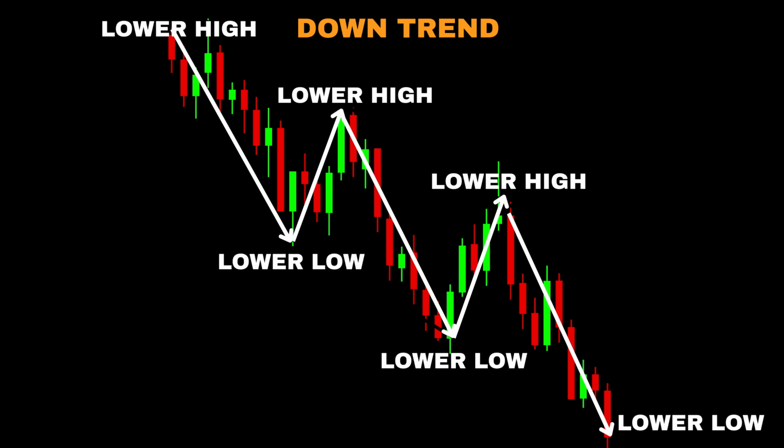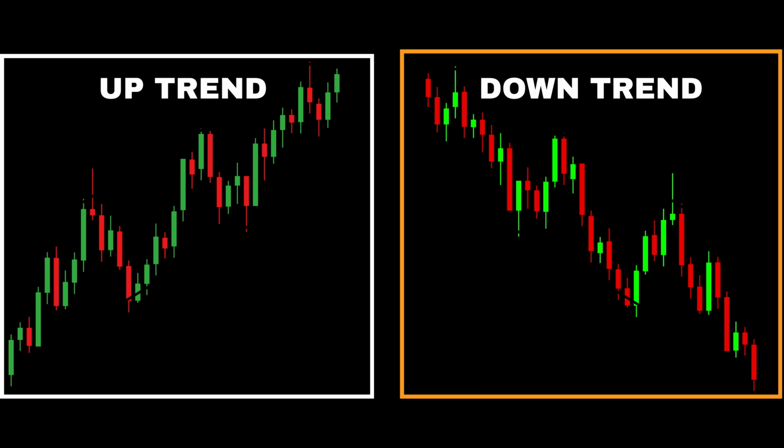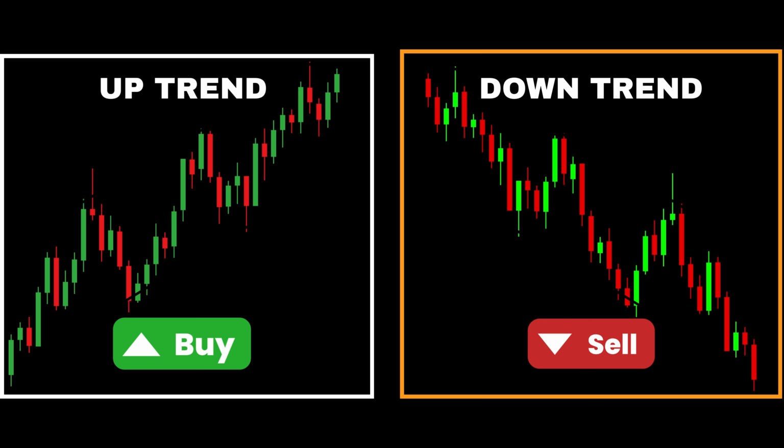This is a clear sign that sellers are in charge, and they are taking every opportunity to sell when the price bounces up a bit. Therefore, the simplest rule for trading with the trend is to look for buying opportunities in an uptrend and selling or short selling opportunities in a downtrend.